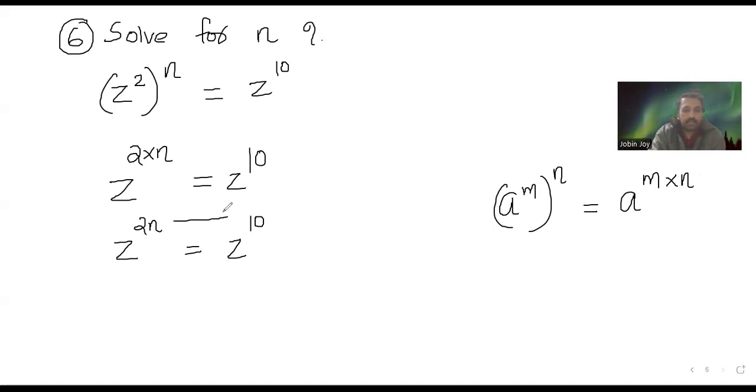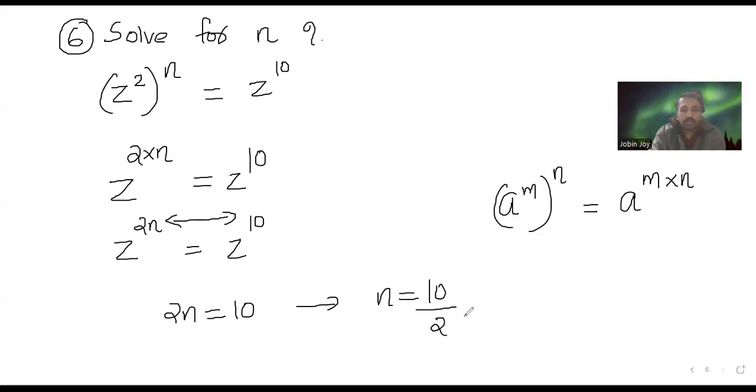So check the base. Base is same so that I can equate the power. So 2n equals 10. So that n will be equal to 10 divided by 2. What is 10 by 2? 10 by 2 is 5. So the answer is 5. So the value of n equal to 5.